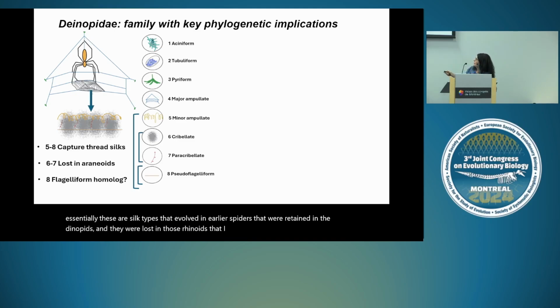And then here, number 8 is what's known as the pseudoflagelliform silk, which is this line right here. And you can think of it as like the platform on which this fuzzy silk is built, this fuzzy capture silk. So it's thought that this pseudoflagelliform silk is homologous to the flagelliform silk of the araneoid orb weavers that I mentioned at the beginning that is used to make that elastic capture spiral of the orb web.